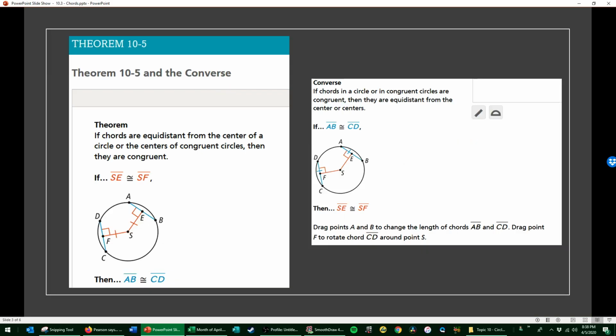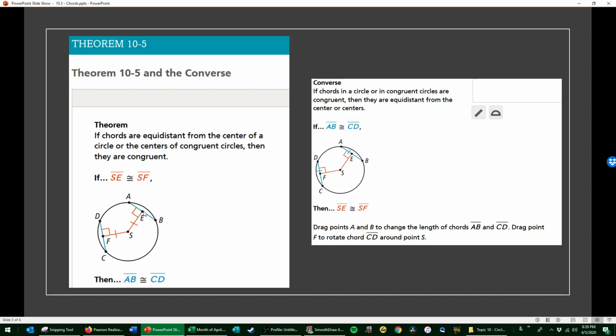Alright. Here's Theorem 10.5. If chords are equidistant, meaning the same distance from the center of a circle or the centers of congruent circles, then they are congruent. So here's our circle with center at S, and it's saying that AB and DC are congruent because SF and SE are congruent.